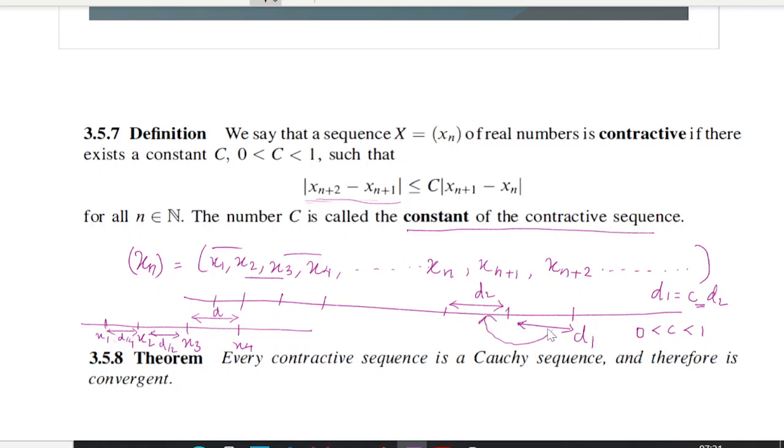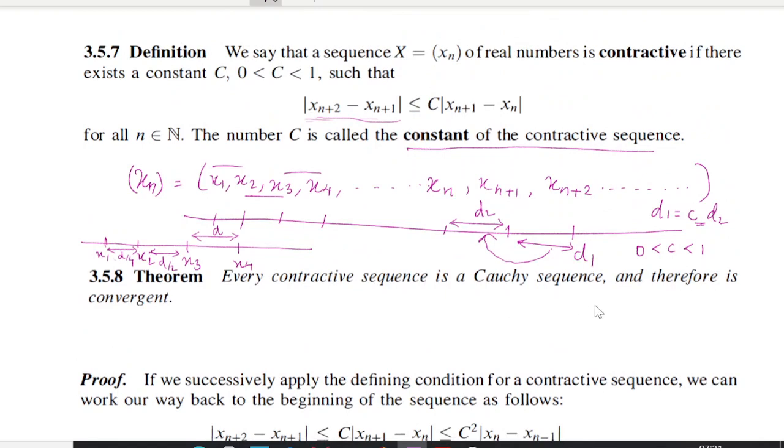Now we will have a theorem: every contractive sequence is a Cauchy sequence. So what do we want to prove? We take a contractive sequence, that is, a sequence which satisfies this condition. Then we want to show that it is a Cauchy sequence. Cauchy sequence means modulus of xm minus xn is less than epsilon for every n, m greater than or equal to some k. So after assuming the contractive condition, we want to show that this also holds.